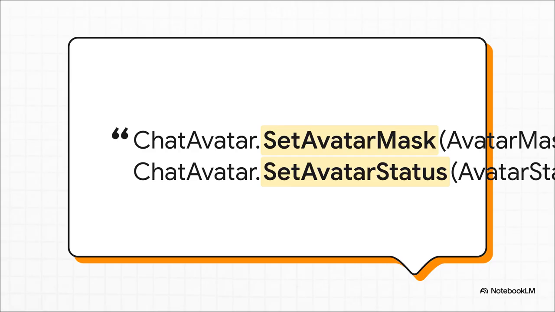And this little piece of code from the chat bubble component shows that relationship perfectly. You can literally see the chat bubble acting like a manager, telling its own little avatar which mask to wear and what status to show. It calls set avatar mask and set avatar status directly. This is so important because it ensures that every single avatar in a long chat conversation looks and acts exactly the same. It's all about consistency.